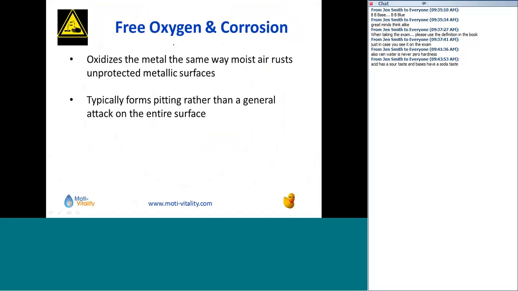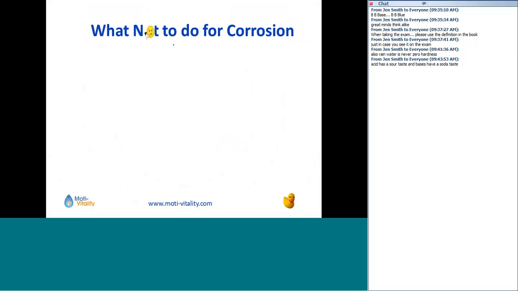It typically forms pitting rather than a general attack on the entire surface. So what not to do for corrosion? We've talked a little bit about coating, and we talked about the anode rod. A lot of people say, well, why not just leave the hardness in the water, and that will form scale buildup on the inside of the copper plumbing and protect it from corroding that bad.